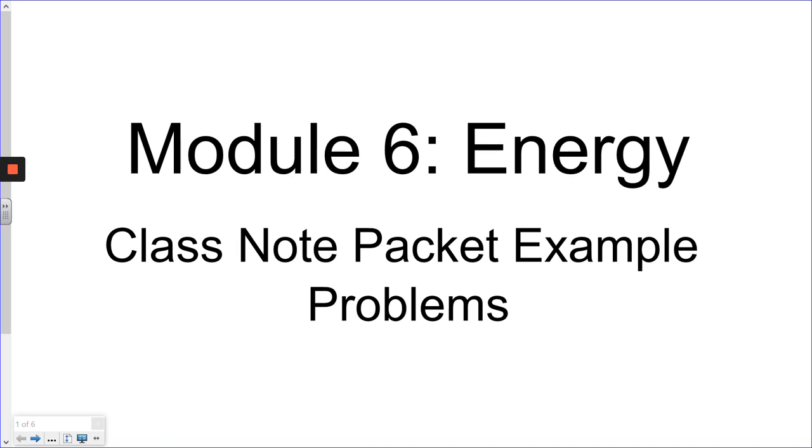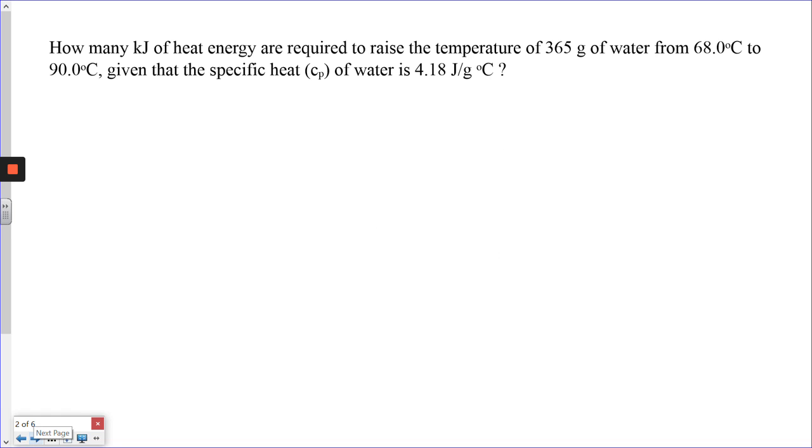Today we're going to be talking about energy. In our first example, we're asked how many kilojoules of heat energy are required to raise the temperature of 365 grams of water from 68.0 degrees Celsius to 90.0 degrees Celsius, given that the specific heat of water is 4.18 joules per gram degree Celsius.